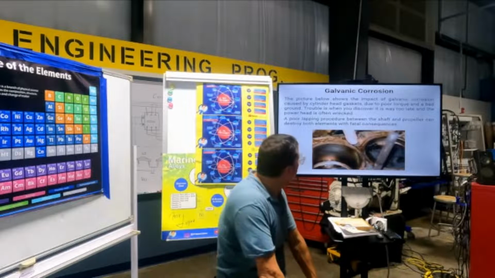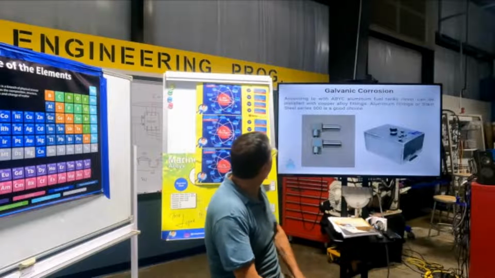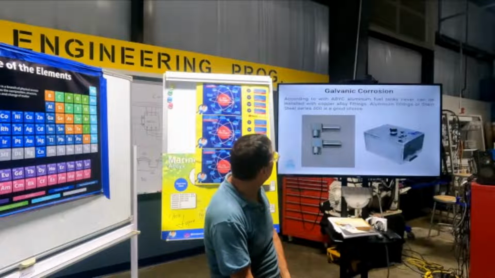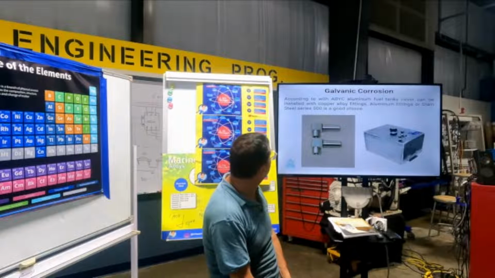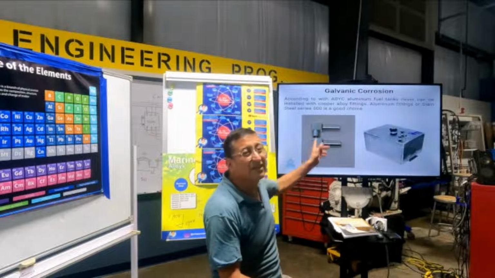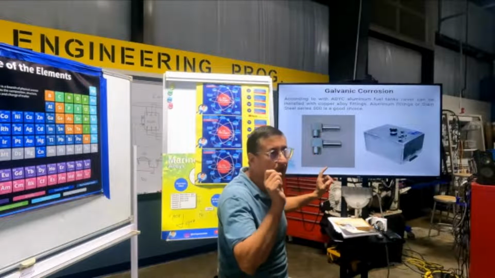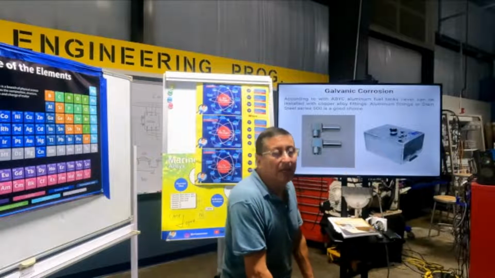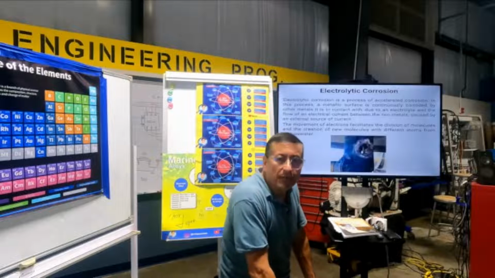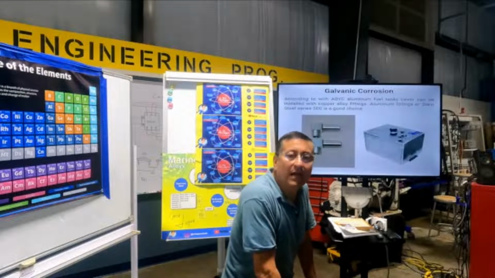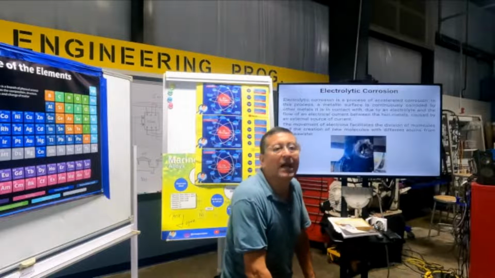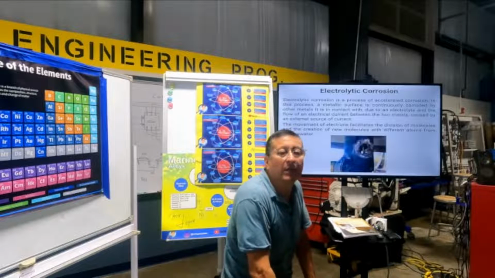According to the ABYC, aluminum fuel tanks can never be installed with copper alloy fittings. Aluminum fittings or stainless steel Series 500 is a good choice. It's Series 5000, sorry, I added one series. What is the meaning of that? Aluminum tanks should be marine grade aluminum tanks.